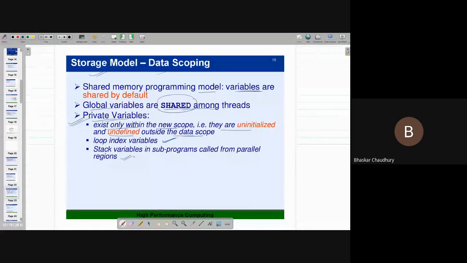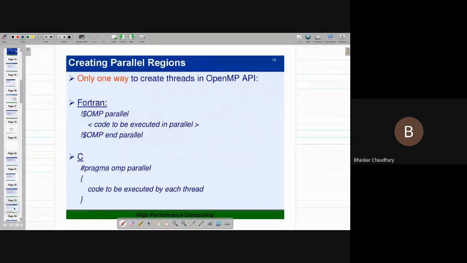Okay, now we can just focus on this part. We are not using Fortran. If you are using C, this is how you introduce threads: pragma omp parallel. This particular statement creates threads. This is the only way to create threads in OpenMP. Just put it on top of a for loop and that will create a parallel region and spawn threads for you. This part is clear to all of you?